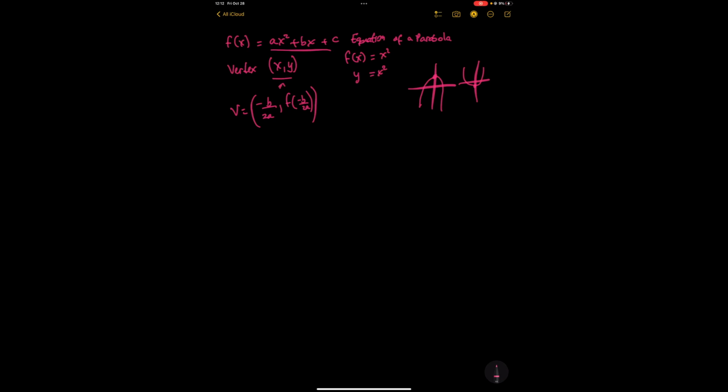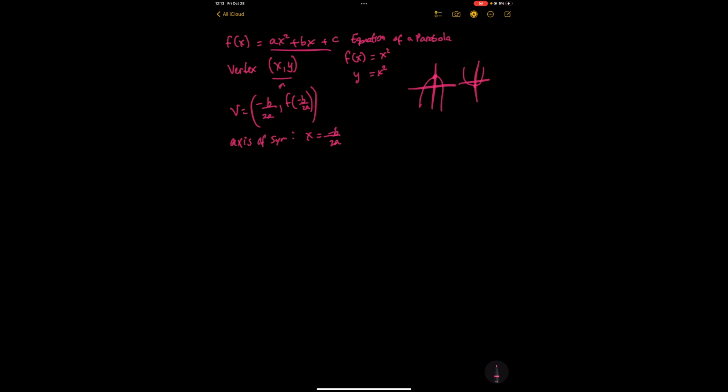Now, let's talk about the axis of symmetry. This is the x part, where x is equal to negative b over 2a. Basically, the axis of symmetry is the first part of the vertex. Is that all we need to know right now? Yes. Let's actually do one exercise, and then we're going to get into the next topic of the properties of quadratic functions.